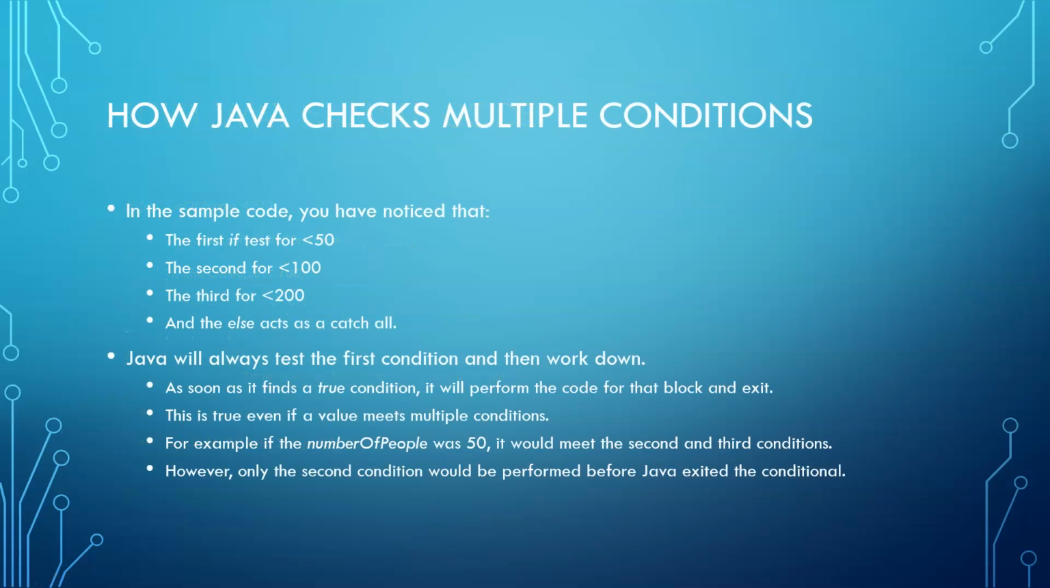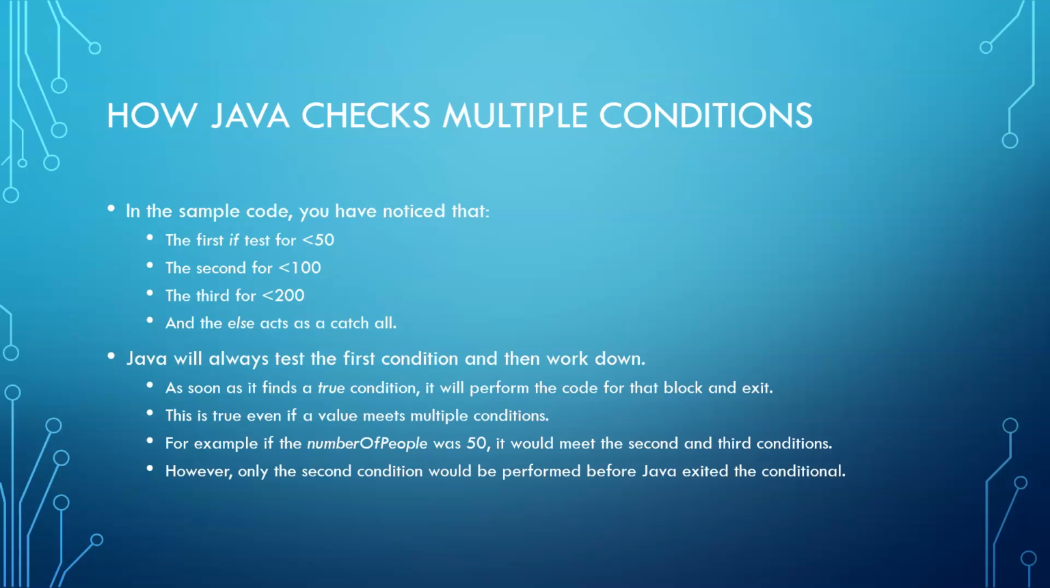So, how Java checks multiple conditions. As I've already mentioned, in the sample code that we just looked at, the first if is to test if the number is less than 50. If it is, it's going to do whatever code is in that block. The second is going to test to see if it's less than 100. The third, for less than 200. And the else will act as our catch-all. Java always tests the first condition and then works down. As soon as it finds a true condition, it's going to perform the code for that block and exit.